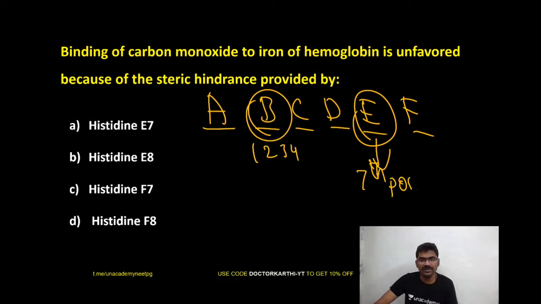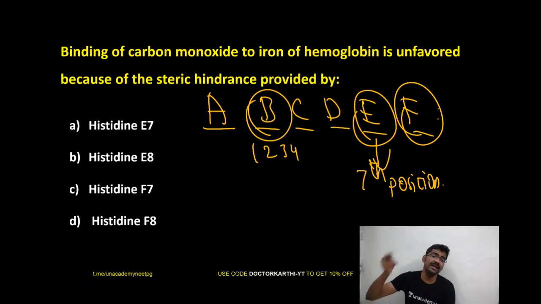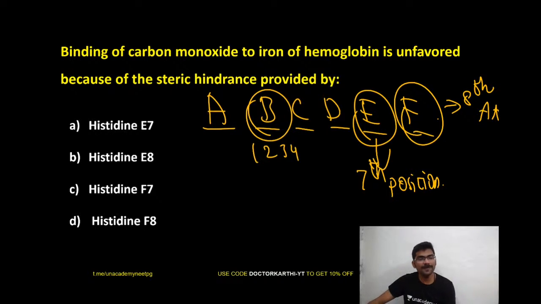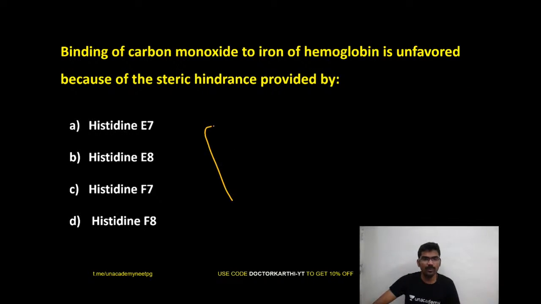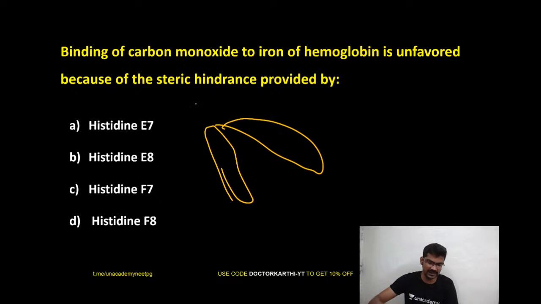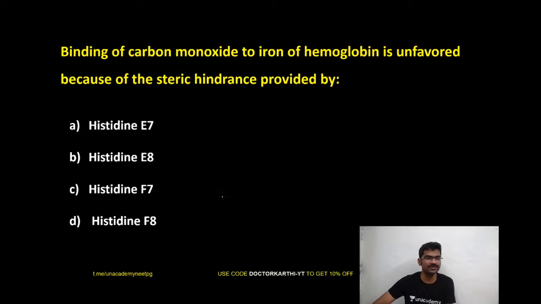Prashant Kumar, is this clear for you? F8 means in the helix F, the 8th amino acid. I hope you got this point. See the structure of hemoglobin, you will see helices. The helix will be going like this, right? Shall we move ahead? Prashant, is this clear? Okay.